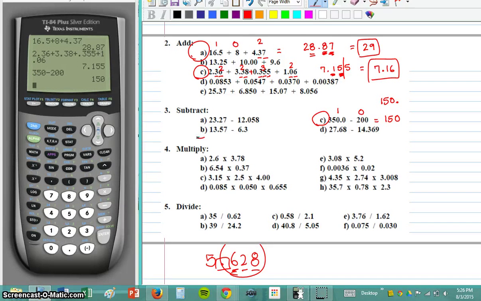Let's try one more. Go ahead and do B. So we have 13.57 minus 6.3. So that is equal to 7.27. This number has 2 numbers after the decimal. This number has 1. So you want your final answer to have 1 number after the decimal. 2 is the first number after the decimal, so that's where you're going to cut it off. Look at the number afterwards. It is 5 or above, so you will round it up to 7.3.